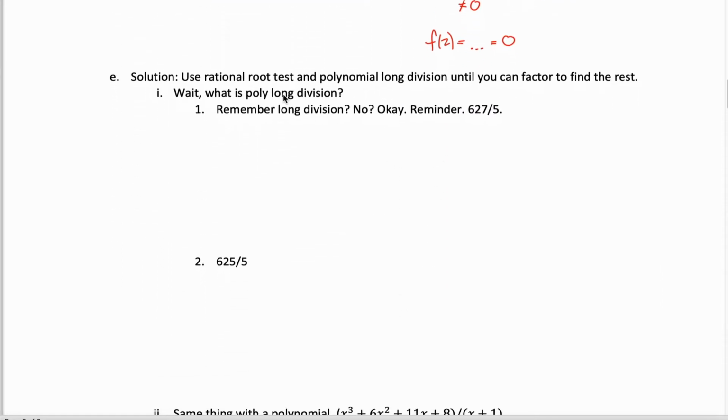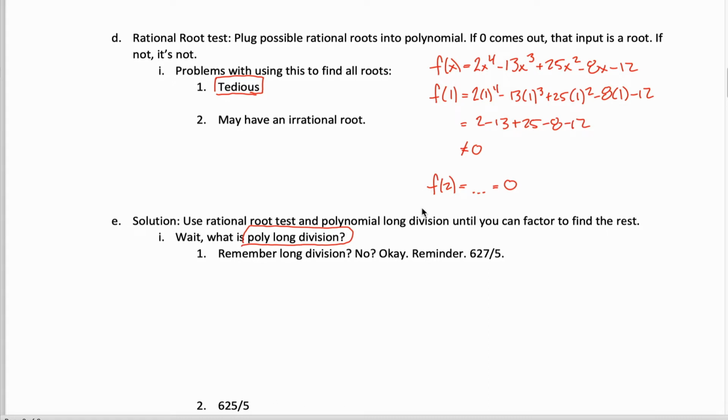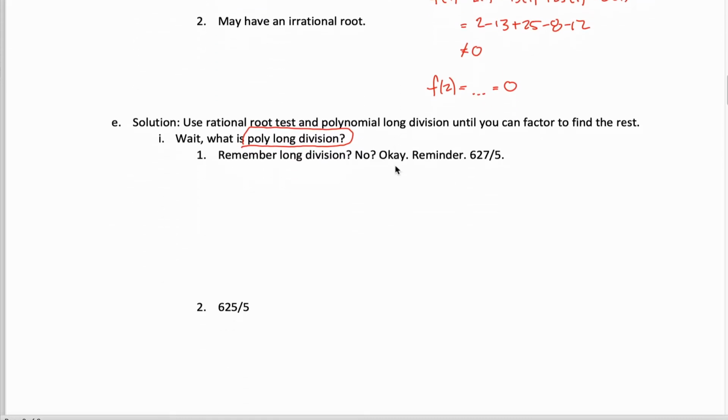Well, we're going to use polynomial long division. I'm guessing when I say polynomial long division, you're like, I don't know what you're talking about. So let me show you what polynomial long division is real quick, and then I'll show you how we can use polynomial long division and the concepts that we developed in the previous video to find all of the roots of a given polynomial.